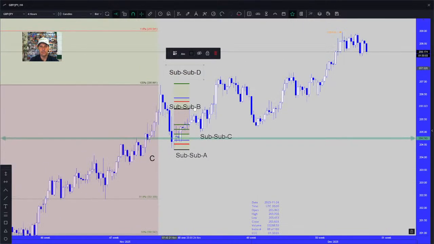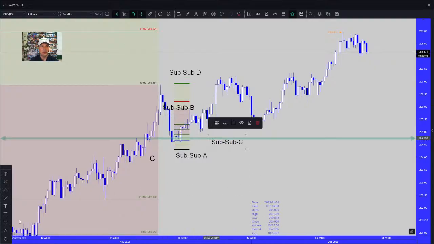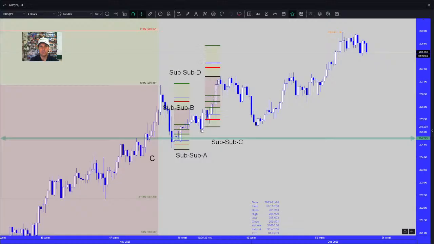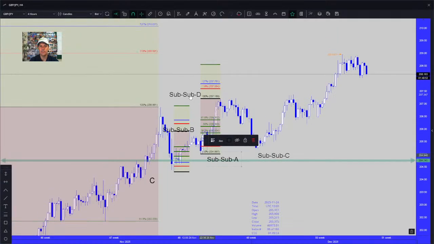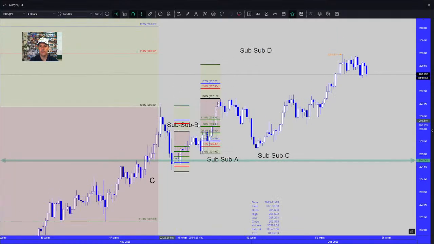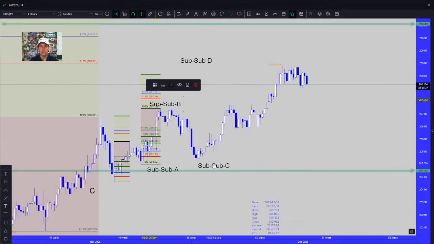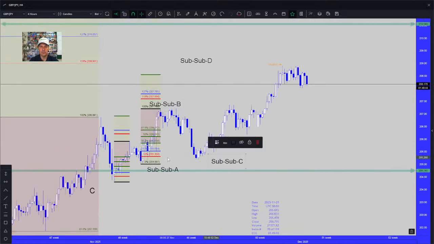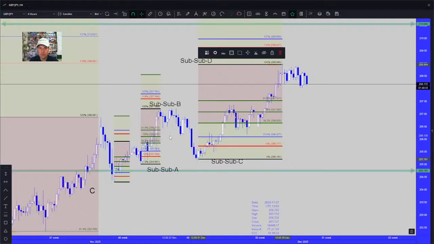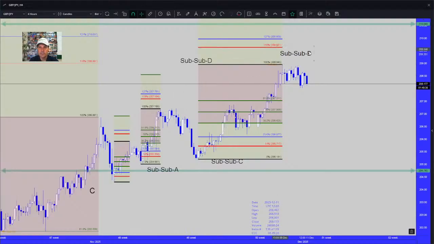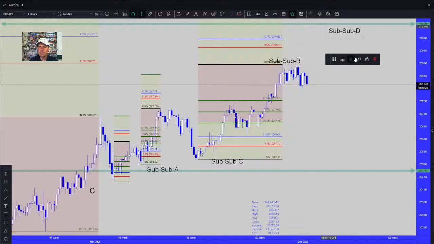So sub A, sub B, sub C. Green goes to green, everybody, from here to here. Sub A goes to sub C. You would win once. Sub B goes to sub D. Then sub C is this one. It hit the red. Red goes to red, and this sub D must be a high, so this is the most recent confirmation Fibonacci, sub B, sub D.